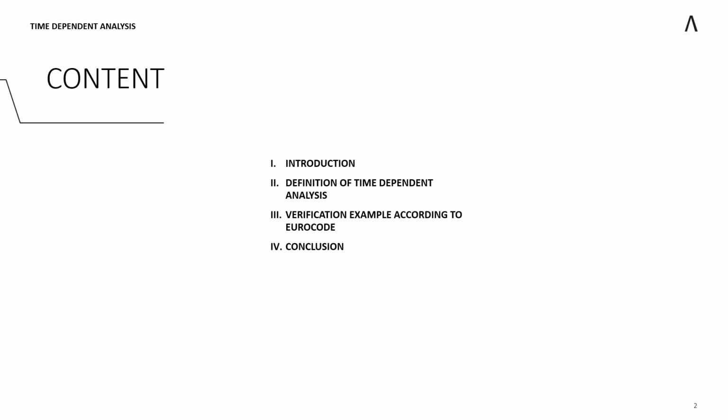time-dependent calculation. In the third point of our agenda, we will take a look at an example that is coming in the upcoming version, and this is a verification example according to Eurocode, done specifically for creep and shrinkage calculation. So in this third point, we will take a look at the calculation procedure, at the hand calculations, and then compare them to the results that we have calculated with Alpine Bridge. At the end, of course, the conclusion, we will just do a short recap of everything we have heard today. So let's get started.